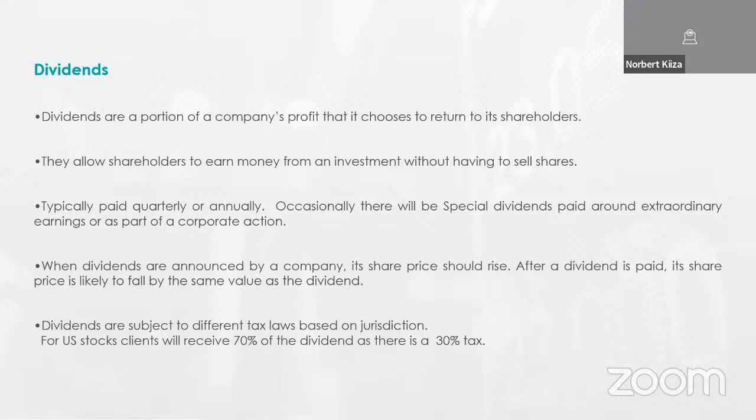So they allow shareholders to earn money from an investment without having to sell their shares. So this is an additional source of income for the shareholder, besides holding shares, hoping that the value of the share would change in favor of the shareholder. So one way to make money through shares is through capital gains. Capital gains is when the price changes in favor of the trader or the investor.